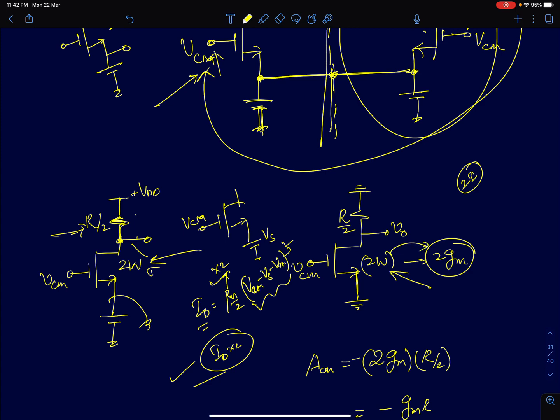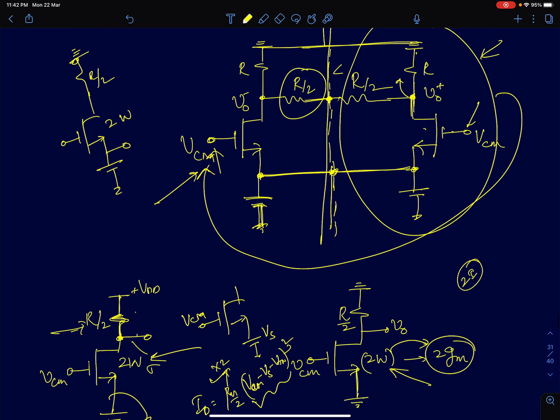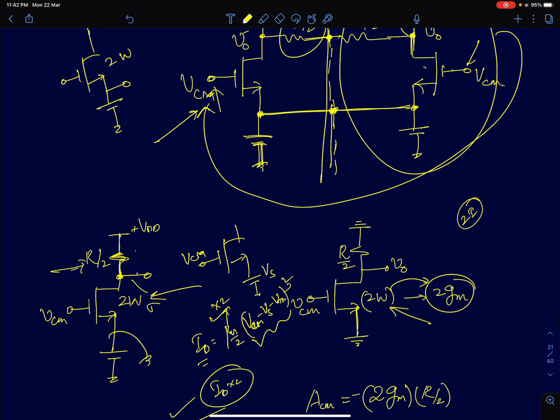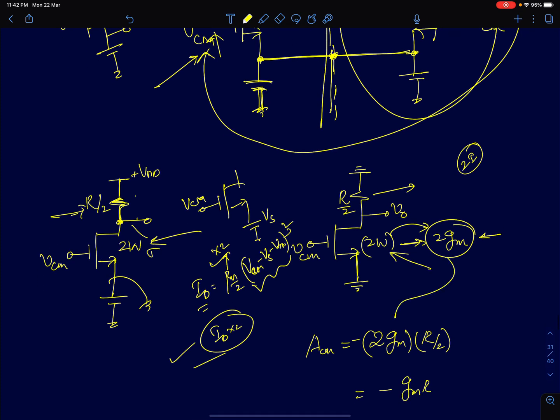So that's what happens when you perform the common mode half circuit analysis, and when you do this folding, or shorting each node, whatever you want to call it, the GMs of the transistors will become 2GM, resistors will become R by 2. So the voltage gain of this is minus 2GM times R by 2, so you get a gain of minus GM times R, which is the same.